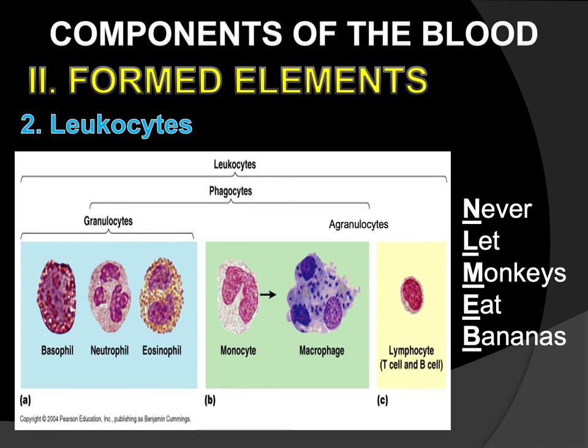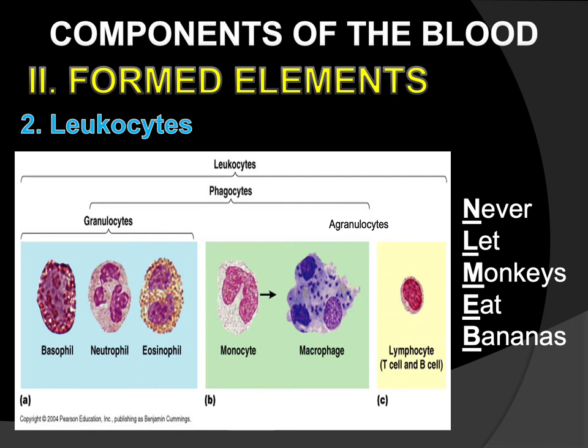Macrophage is a mature monocyte, while lymphocytes are of two kinds, the T cells and the B cells, or the T lymphocytes and the B lymphocytes. So in general, there are five leukocytes. Again, the basophils, the neutrophils, the eosinophils, the macrophages, and the lymphocytes.